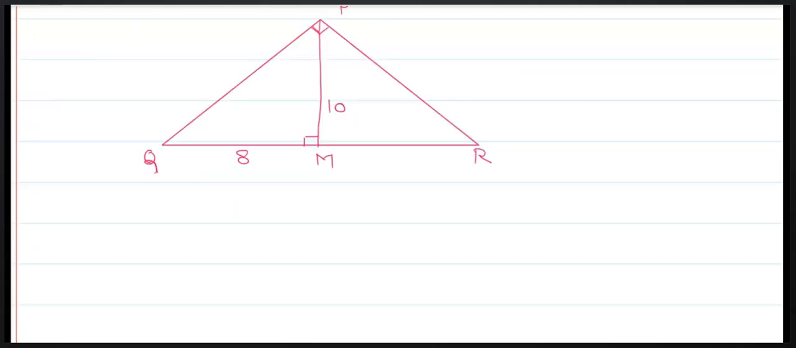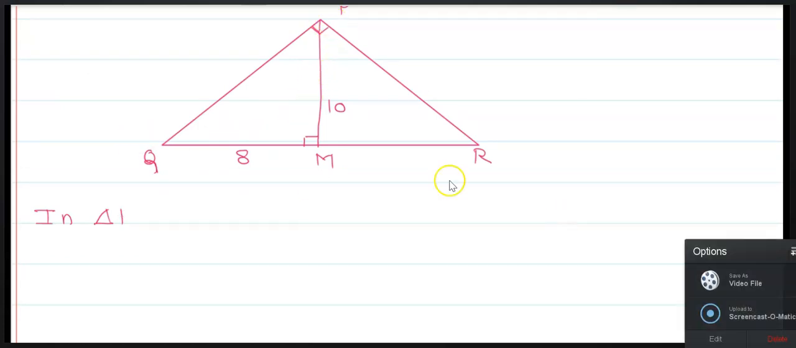Now see this triangle. This is the triangle PQR. PM is 10. QM is 8. Find the value of QR. First of all, this is a right angle triangle. P is 90 degrees, the measure of angle QPR. Now this is the perpendicular. Again by the theorem of the geometric mean, PM square is equal to QM into MR. Now see this again here.